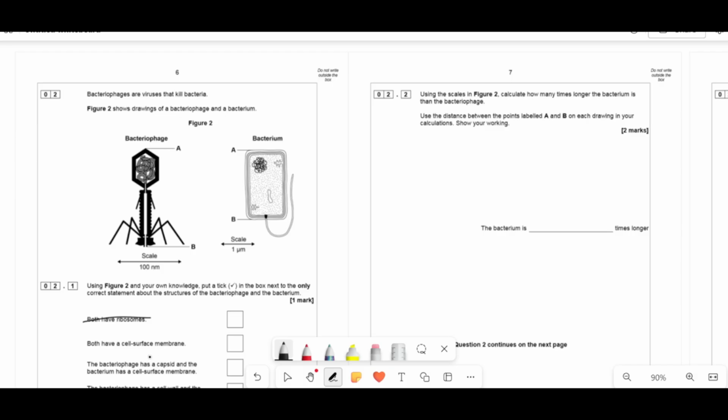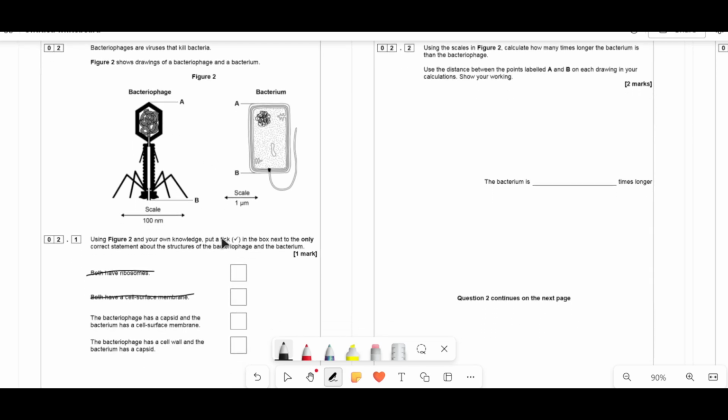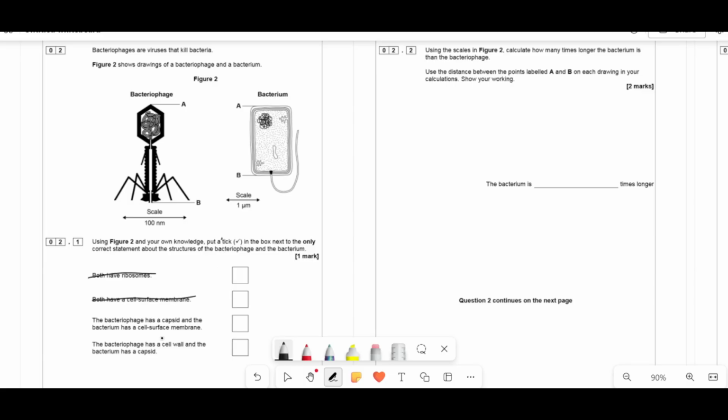Both have a cell surface membrane, same thing. Viruses do not have a cell surface membrane, so that's out because this has told you it's a virus and it's your own knowledge. The bacteriophage has a capsid and the bacterium has a cell surface membrane. Well, the bacterium definitely does, and viruses are just capsids with DNA material and other bits and bobs in it. So that's definitely that. And then the bacteriophage has a cell wall and the bacterium has a capsid. That's not correct because viruses don't have a cell wall. So the only one that is correct is this one.